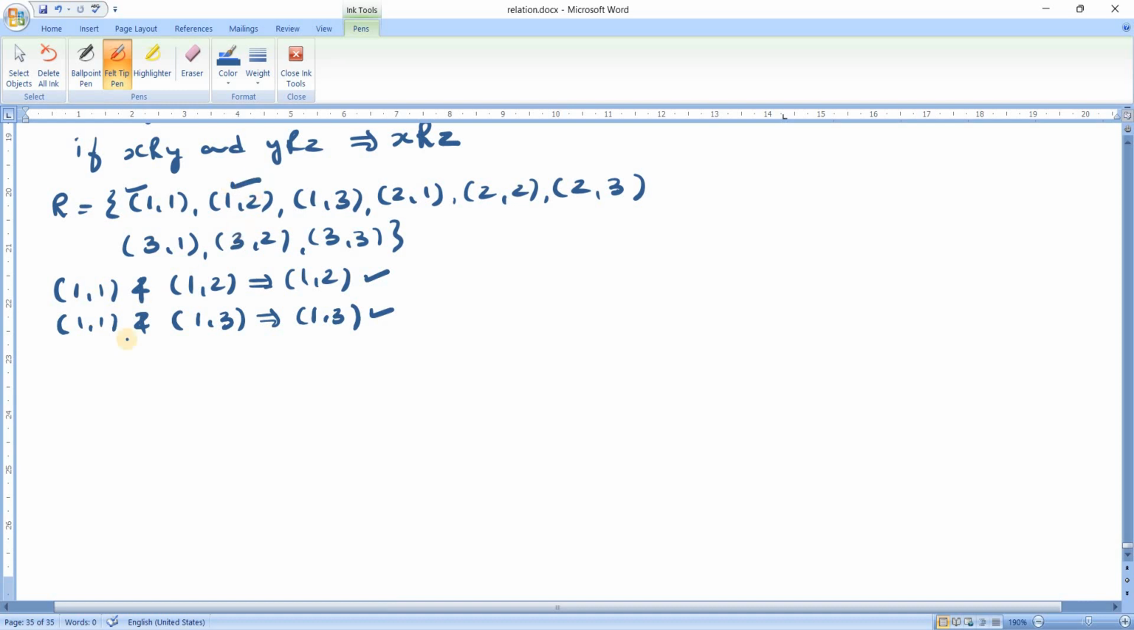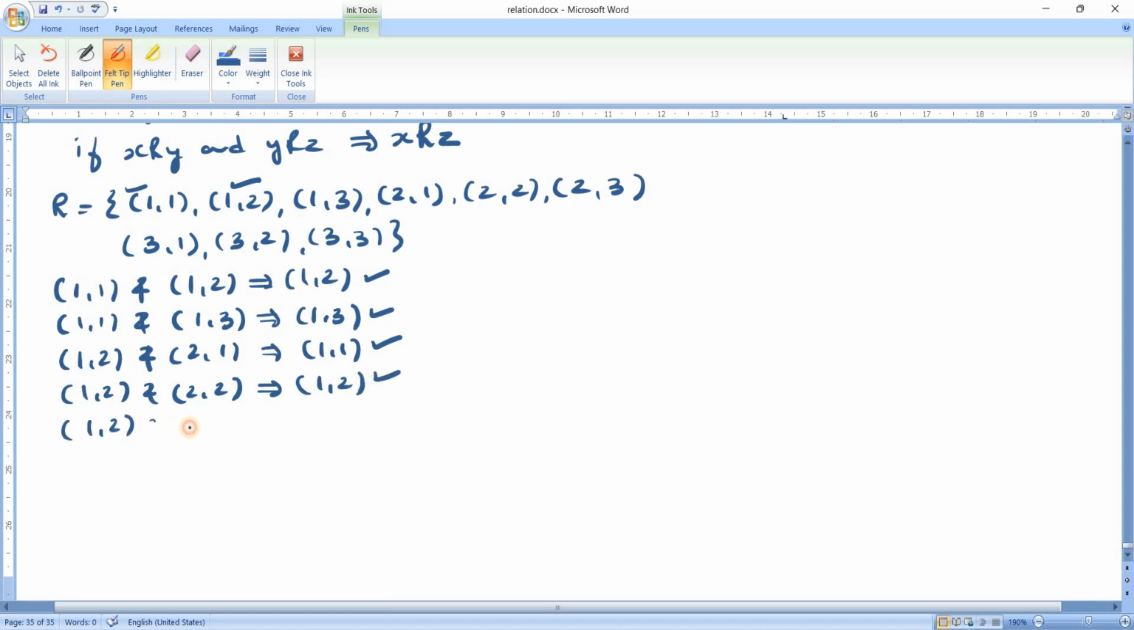The next is 1 comma 2. We'll start with 1 comma 2 now. For 1 comma 2, we have 2 comma 1. The resultant should be 1 comma 1, which is in the relation. Next, for 1 comma 2, we have 2 comma 2, and the resultant should be 1 comma 2, which we have in the relation. And the third condition, 1 comma 2 with 2 comma 3: the resultant should be 1 comma 3, which is already in our relation. So for this 1 comma 2 ordered pair, the condition is satisfied.